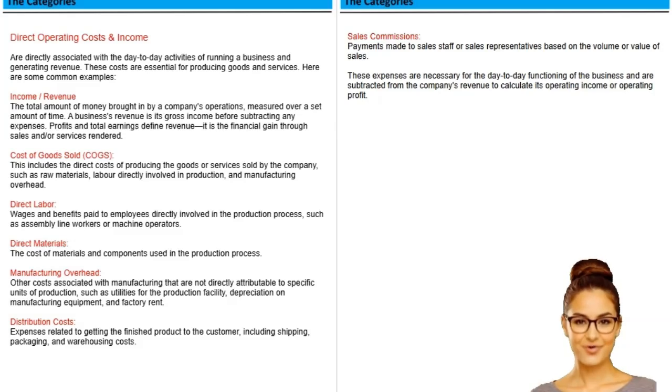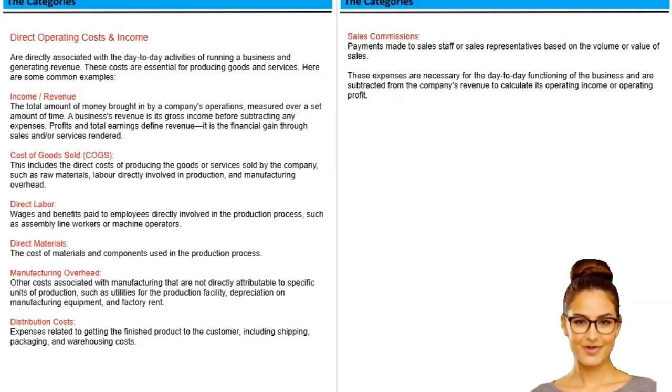This one can be a bit tricky. So, these are other costs associated with manufacturing that are not directly attributable to specific units of production, such as utilities for the production facility, depreciation on manufacturing equipment, and factory rent. It is the sum of all the indirect costs which are incurred while manufacturing a product. It is added to the cost of the final product along with the direct material and direct labor costs. This is also known as product costs.